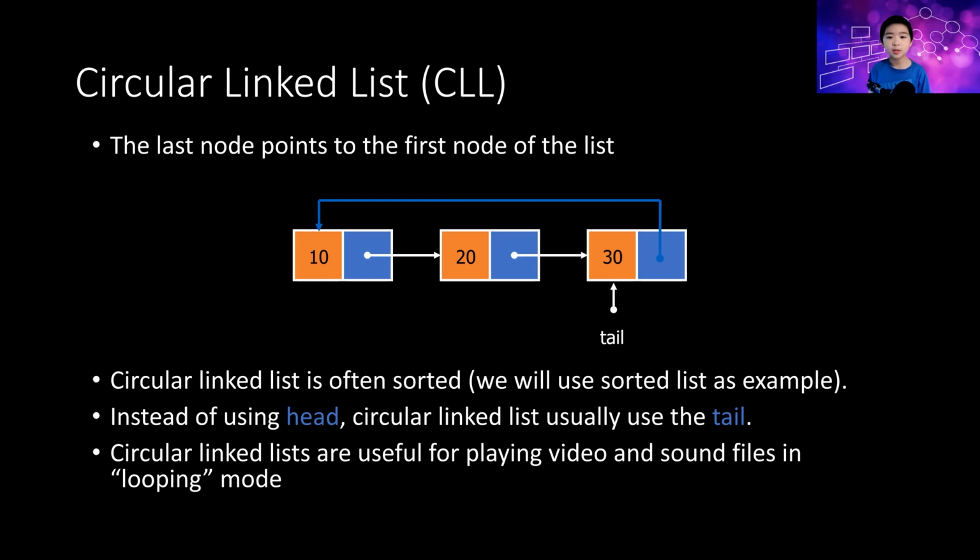They're very similar to singly linked lists, but the last node points to the first node. Instead of maintaining a head pointer, circular linked lists usually maintain a tail pointer, which keeps track of the last node in the list. The tail pointer is just one step away from the head pointer, so we only need to maintain the tail pointer for the whole list. The nodes in circular linked lists are often sorted, and we will use that in our examples.